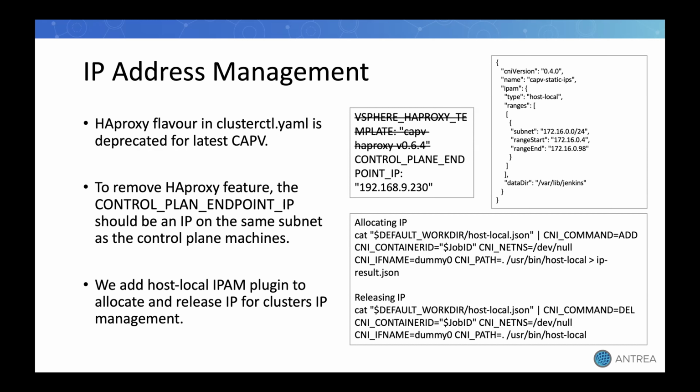And you can see the basic command for this plugin on the right side. It's only add and delete IP. And also it provides a JSON file that you can use to define the IP range, a subset and other configurations. And for the container ID parameter, we use the Jenkins job ID to share the same namespace with the CAPV. And since they have the same ID, it makes it easier to release IP after we destroy the CAPV clusters.